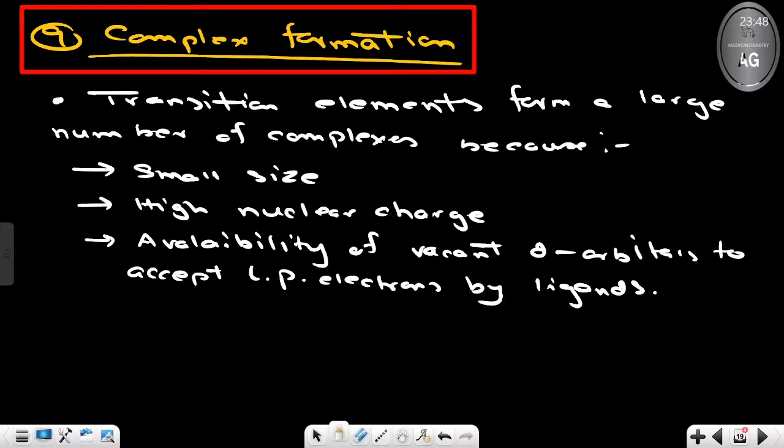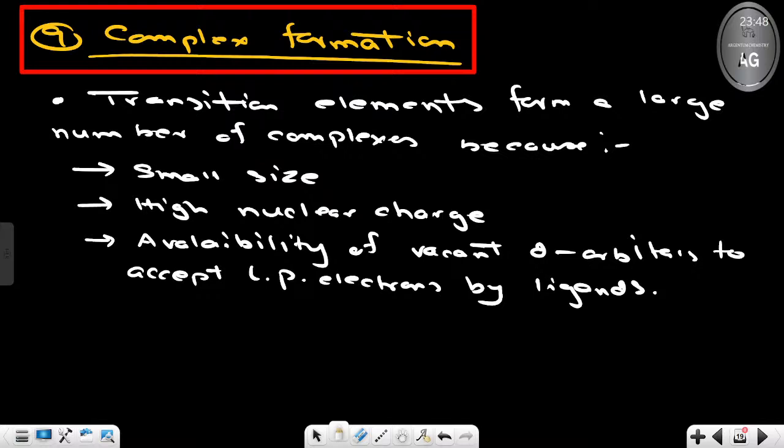Clear? And if they are going to donate the lone pair, then these guys must have some body where they will accept the lone pair. So those bodies are vacant d orbitals. There must be vacant d orbitals where the lone pairs will be accepted.